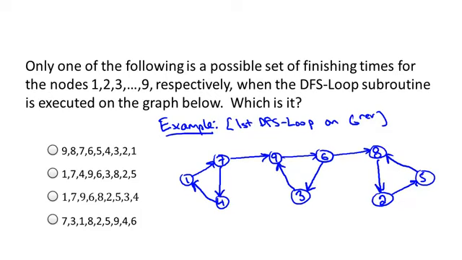All right, so the answer is the 4th option. That is the only one of these 4 sets of finishing times that you might see being computed by DFS loop on this blue graph. So let's go ahead and trace through DFS loop and see how we might get this set of finishing times. So remember, in the main loop, we start from the highest node, 9, and then we descend down to the lowest node, 1. So we start by invoking DFS from the node 9.